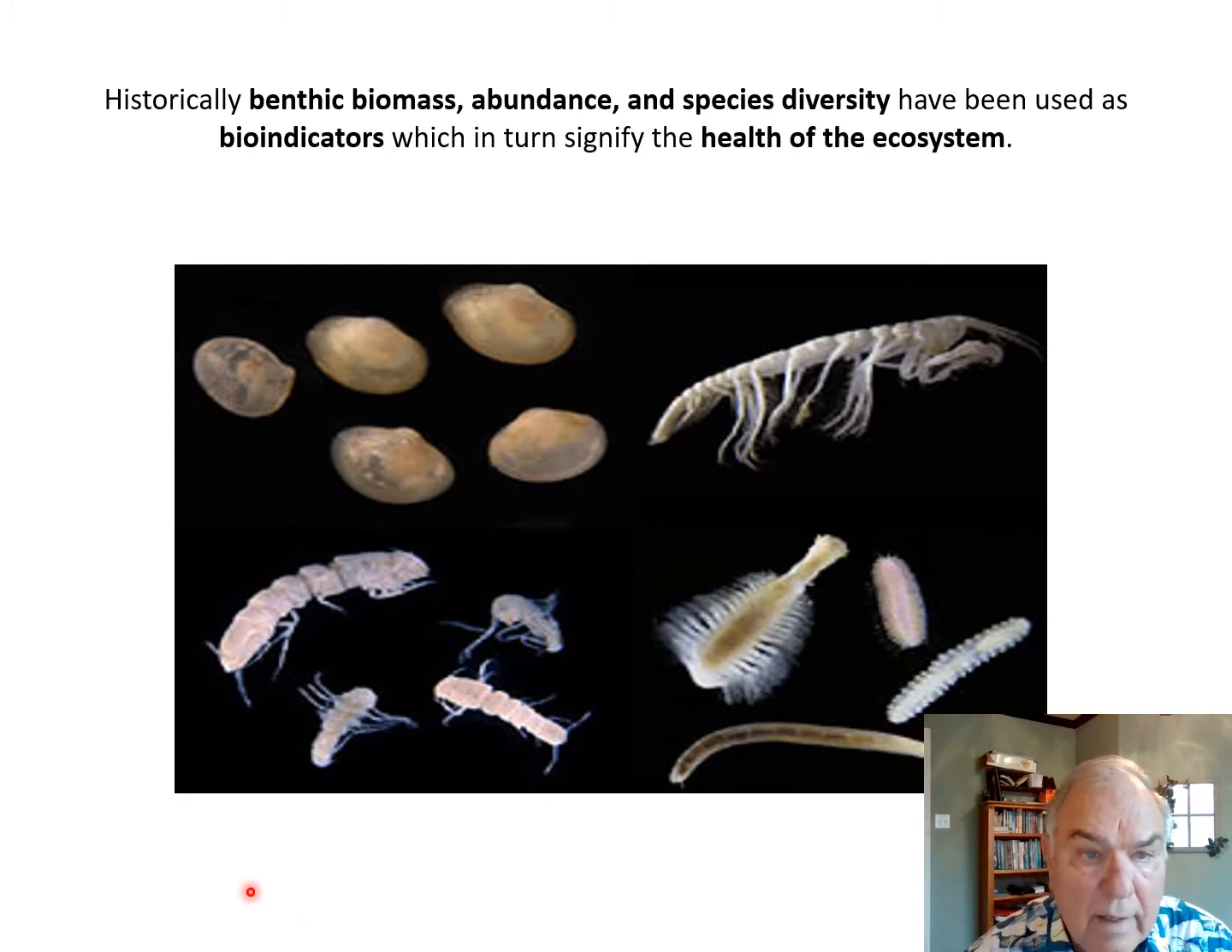Okay, historically and even today, we use benthic biomass, its abundance, and species diversity as indicators or bioindicators to signify the health of the ecosystem. See some of the typical infauna, or organisms that are found either in or on the sediment. They are used to indicate long-term health of a particular ecosystem, estuaries especially, because they really don't move much.